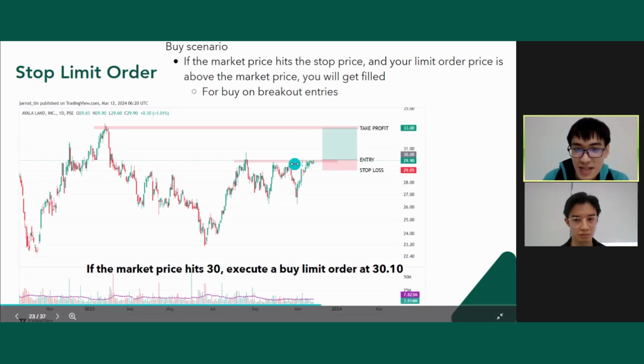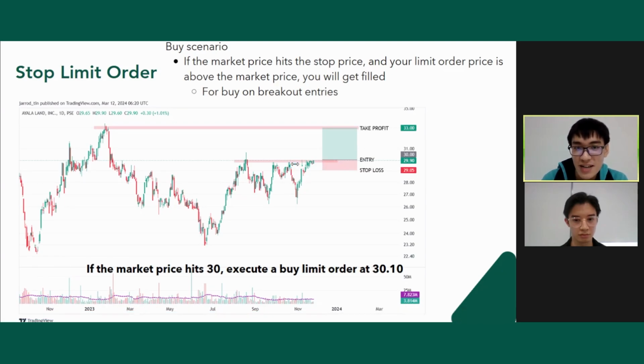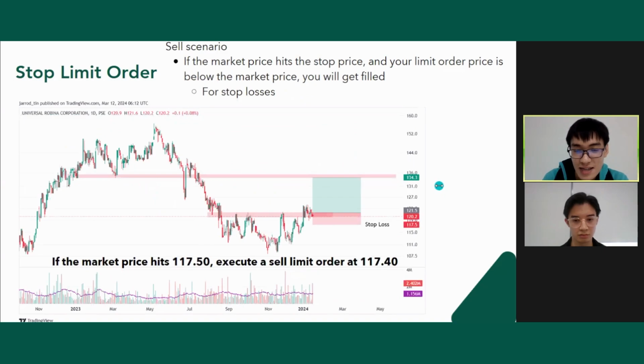Diba? So this is basically a buy on breakout. So parang if hindi tumama sa 30, hindi siya mag-execute. But if it hits 30, it will buy it na, kasi buy on breakout siya. So that's stop limit order for a breakout scenario. So next is for stop losses naman.